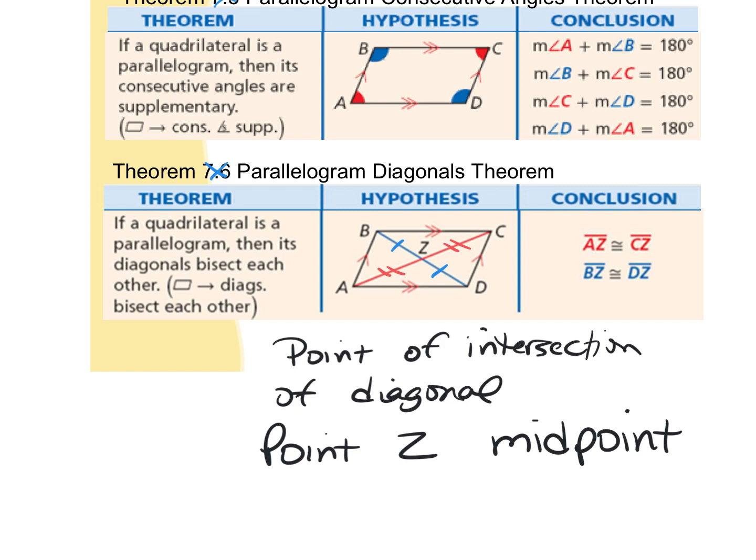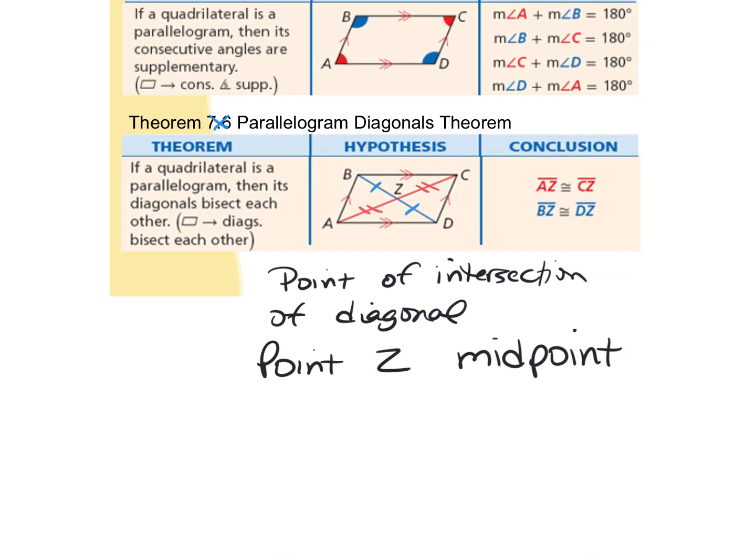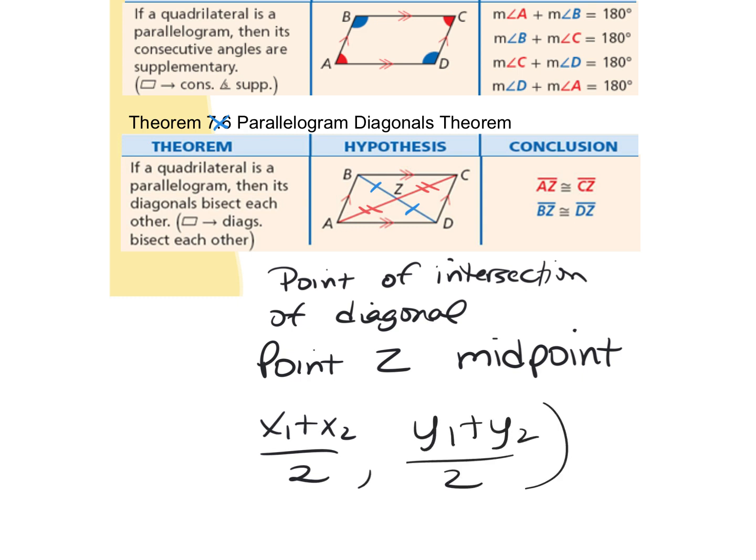So we're going to be bringing back the midpoint formula. And if you've forgotten that, remember it's x1 plus x2 divided by 2, y1 plus y2 divided by 2. This is your midpoint formula. Pick one of the diagonals. It doesn't matter which. If you decide to calculate the midpoint for both, you should get the same answer. And that is your point of intersection.